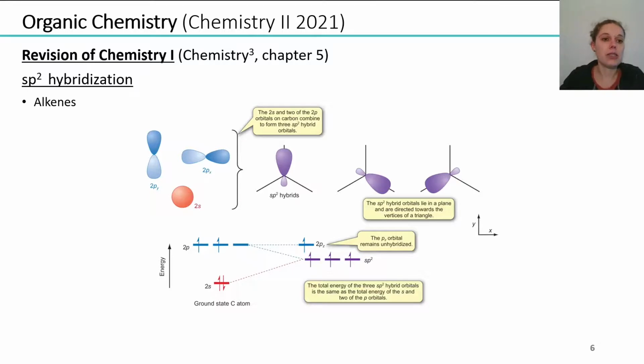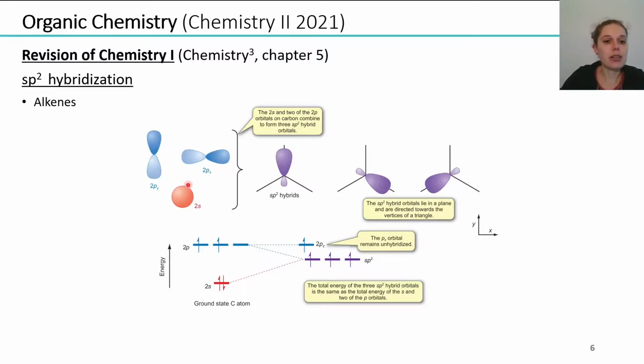And now we go to the sp2 hybridization. And sp2 hybridization means that we combine 2s and 2px and 2py orbitals to form 3 identical sp2 hybrid orbitals. And these are in one plane at 120 degrees to each other. And important to see here is that we would have a third p orbital, the pz, and this orbital is not involved in the hybridization, so this means this pz remains unhybridized.